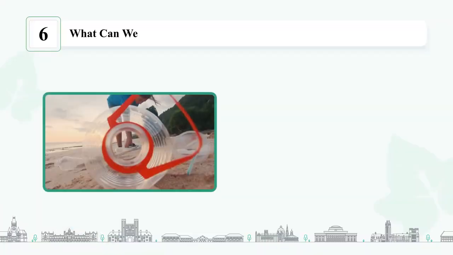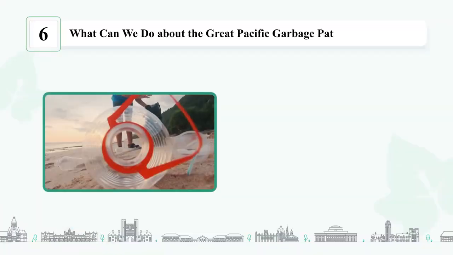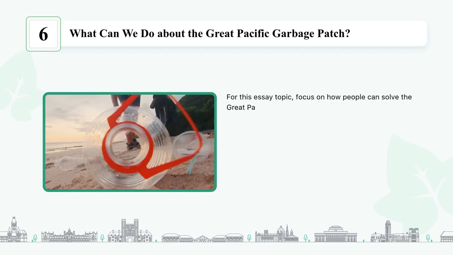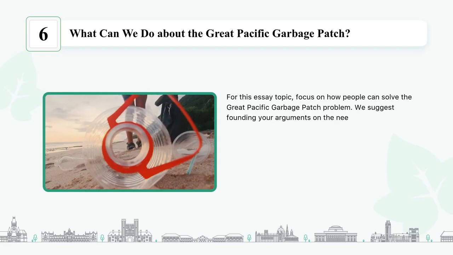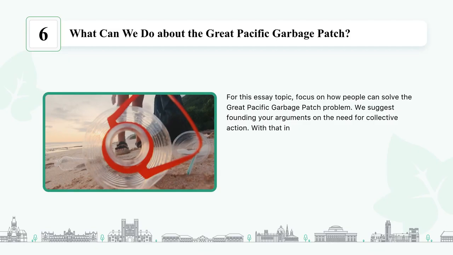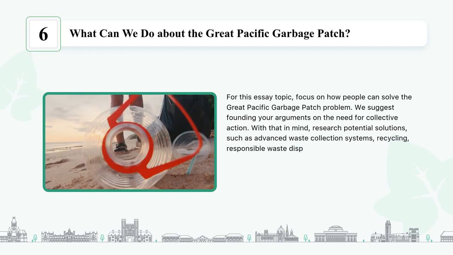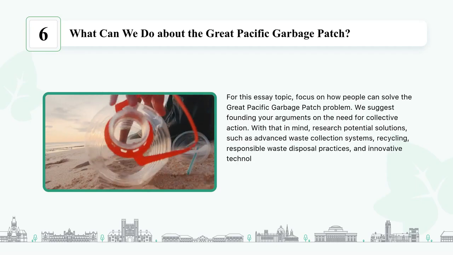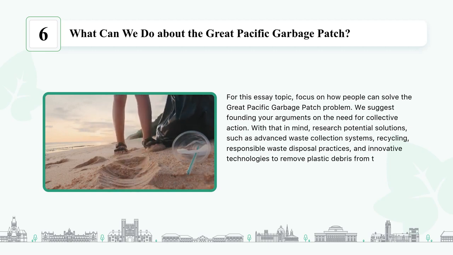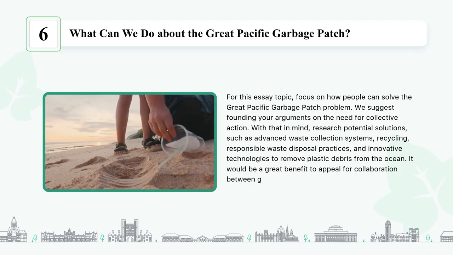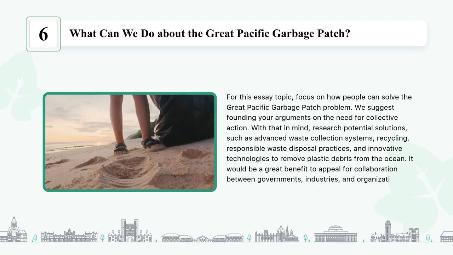What can we do about the Great Pacific Garbage Patch? For this essay topic, focus on how people can solve the Great Pacific Garbage Patch problem. We suggest founding your arguments on the need for collective action. With that in mind, research potential solutions, such as advanced waste collection systems, recycling, responsible waste disposal practices, and innovative technologies to remove plastic debris from the ocean. It would be a great benefit to appeal for collaboration between governments, industries, and organizations.